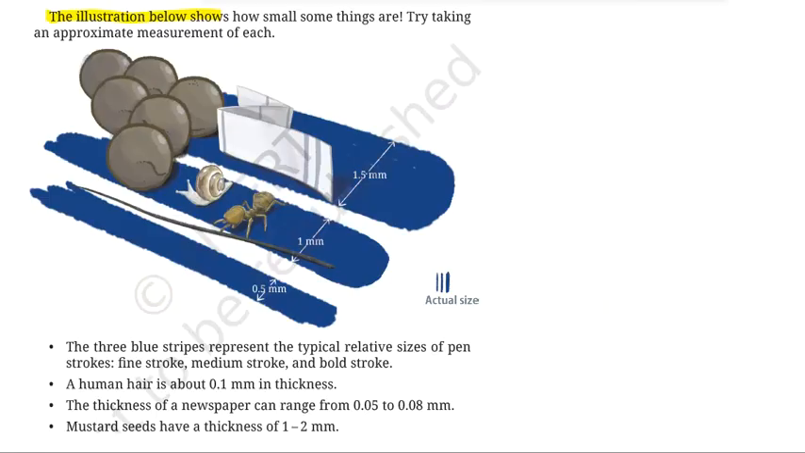The illustration below shows how small some things are. Try taking an approximate measurement of each. So यहाँ पे the 3 blue strips represent the typical relative size of the pen strokes. One is the fine stroke, the medium stroke and the bold stroke. तो यहाँ पे आपको ये 3 strokes दिख रहे हैं. ये वाला जो है सबसे पतला stroke है, fine stroke है, then this is the medium stroke and this is the size of the bold stroke. और अगर आप measurement करते हो तो fine stroke is almost 0.5 millimeters, the medium stroke is 1 millimeter and the bold stroke is approximately 1.5 millimeters.